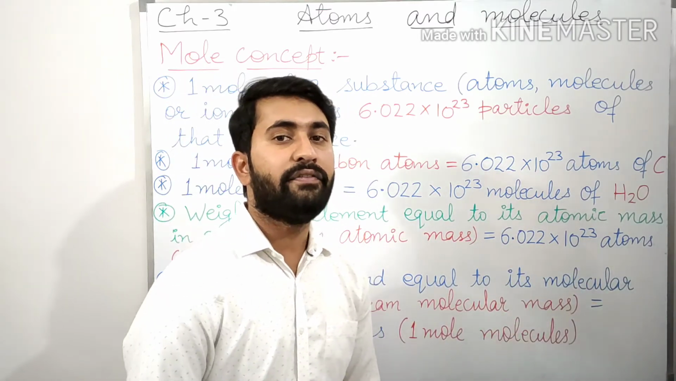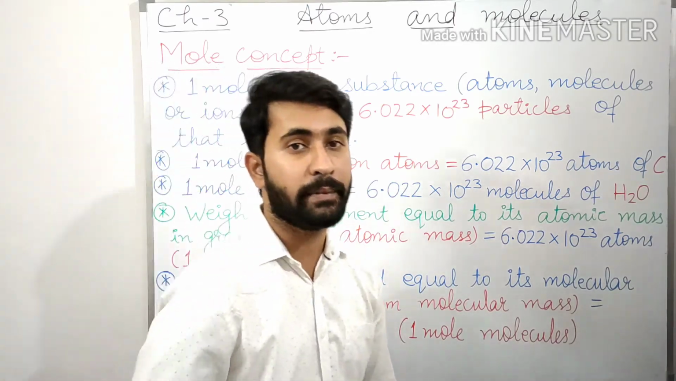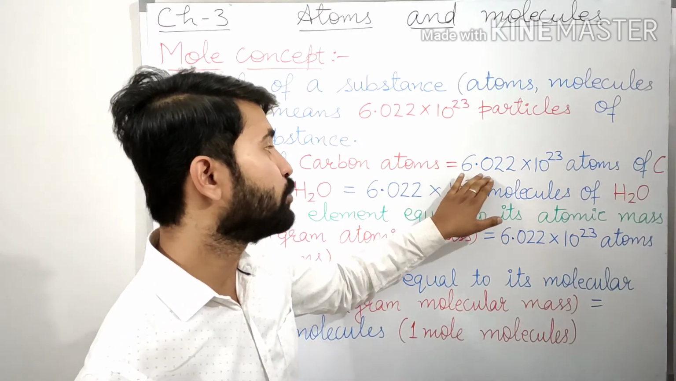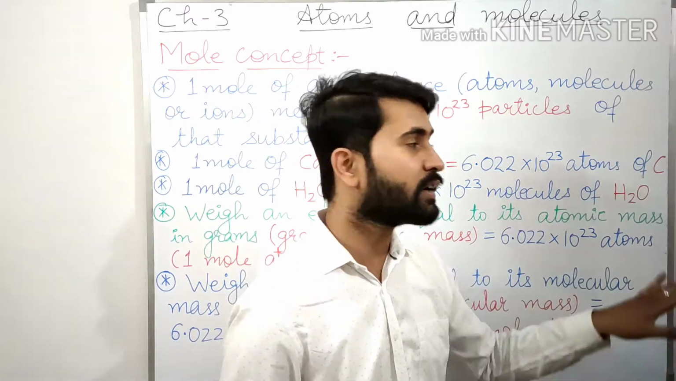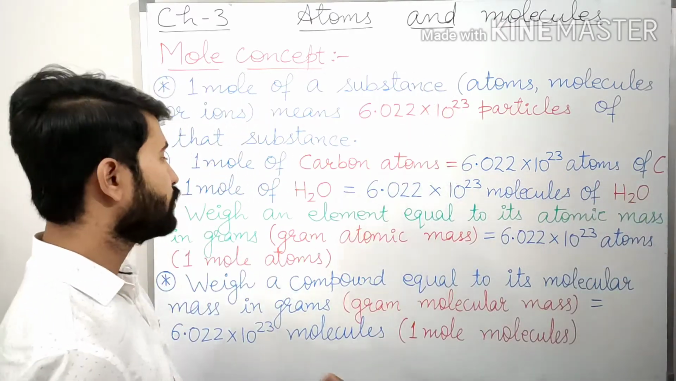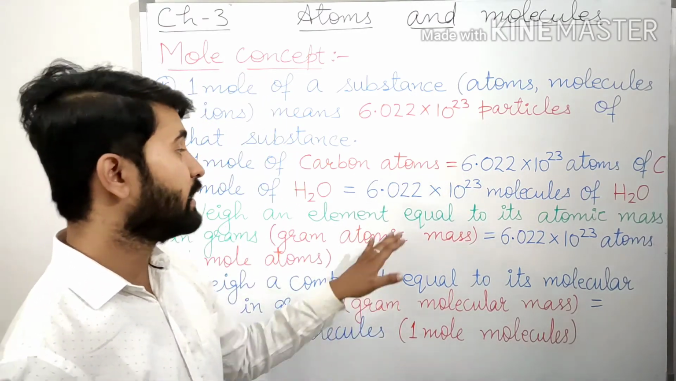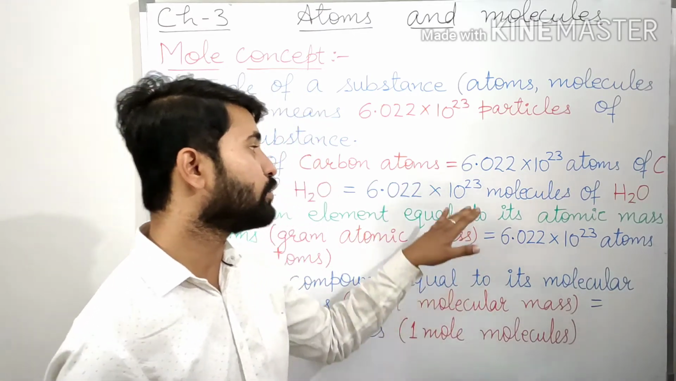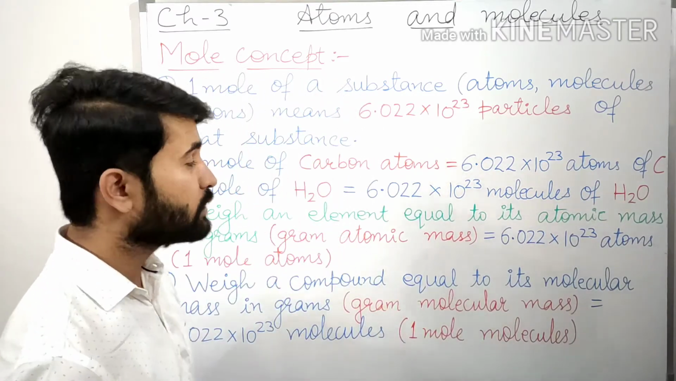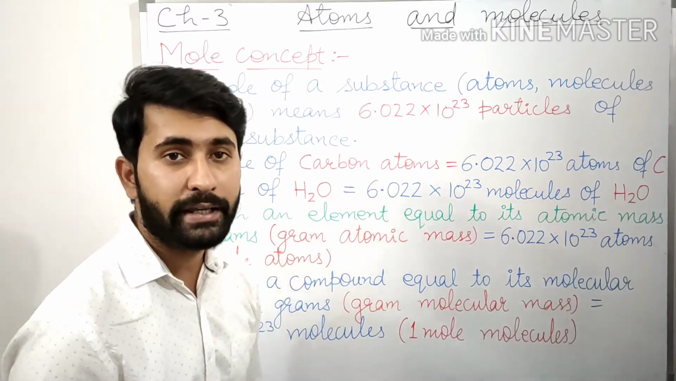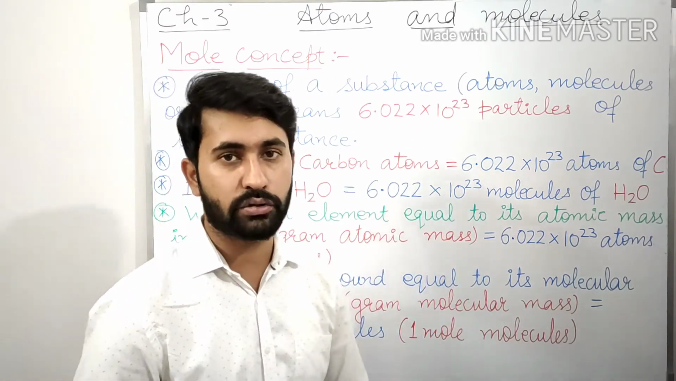So similarly, if I say 1 mole of carbon atoms, so it means that there are 6.022 × 10^23 atoms of carbon element. And if we are talking about 1 mole of H2O, then it means there are 6.022 × 10^23 molecules of H2O. We know that H2O is a molecule. It is a molecule of water. So there are these many molecules of H2O.